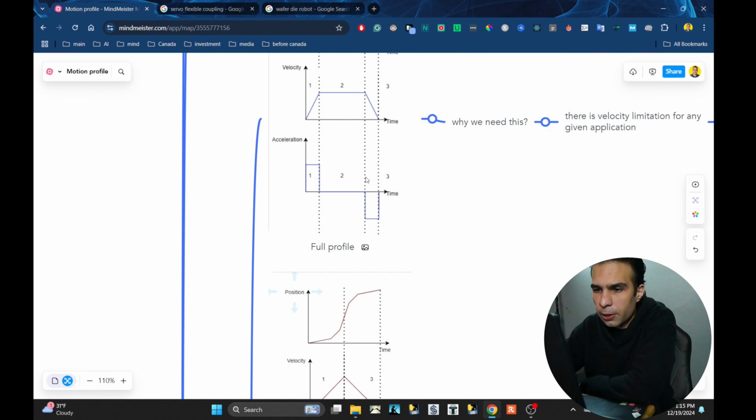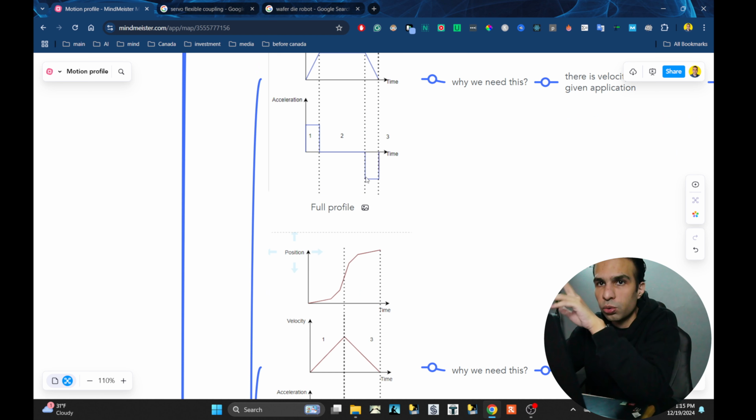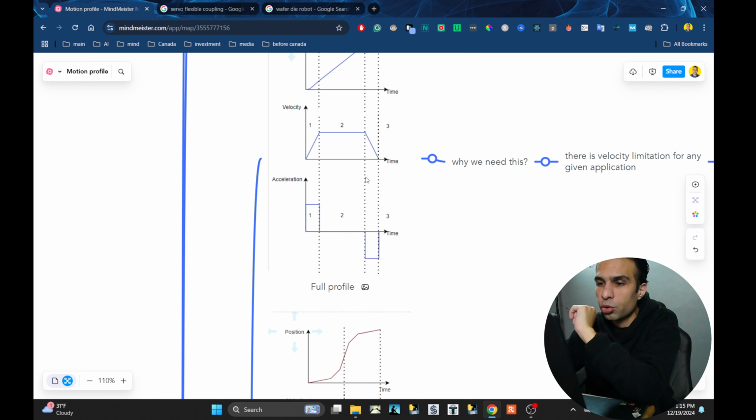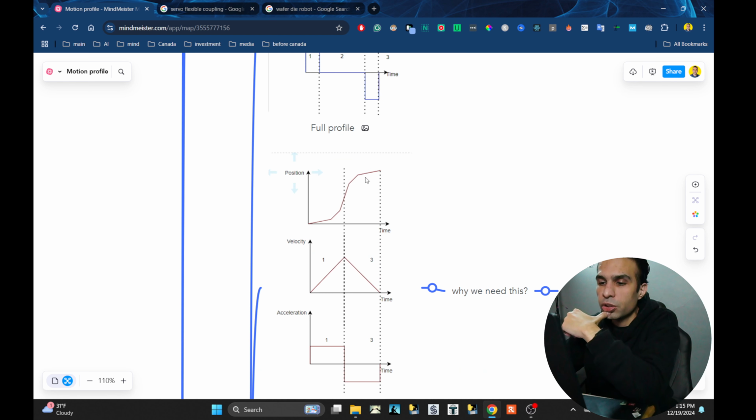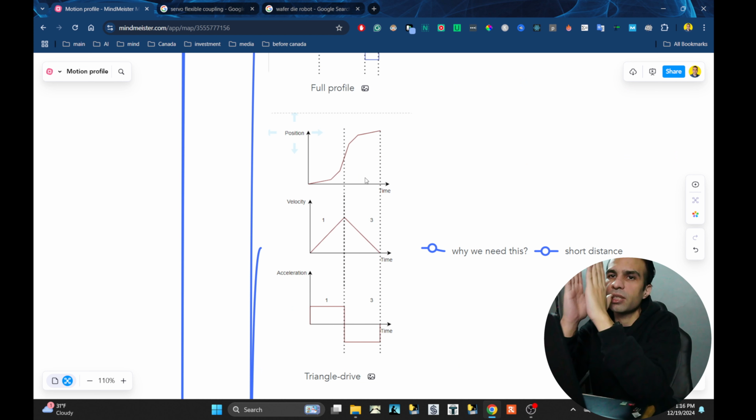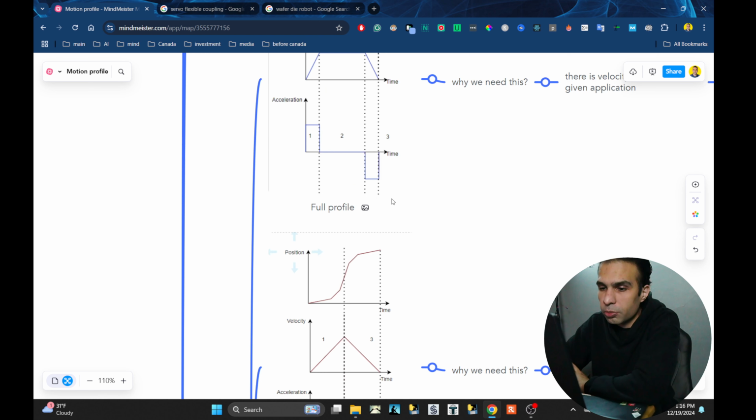So this one is the T-curve, but the T-curve itself can be 2 types, depending on the amount of movement that you have. If the movement is very short, you cannot reach the constant velocity. Imagine somebody asks you to do a movement of 1 cm. In 1 cm, can you reach 100 km per hour? No, you cannot, because you would need infinite acceleration. So this is impossible. That is the reason you have something called triangle drive.